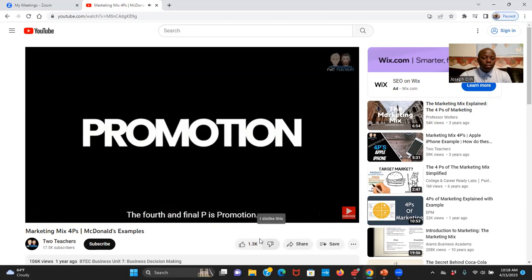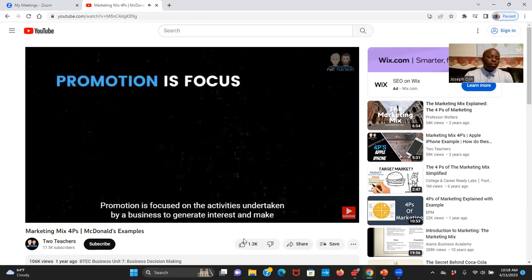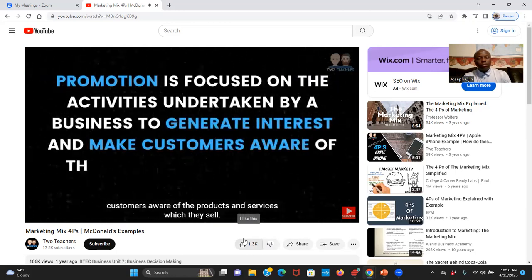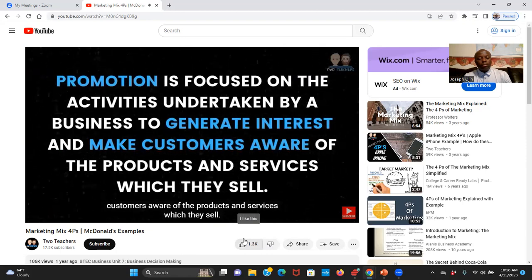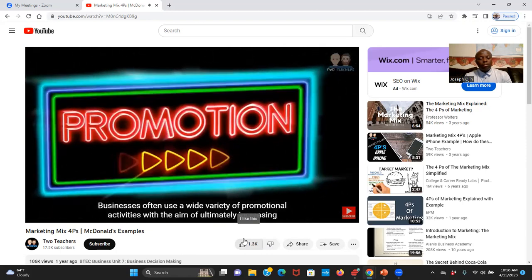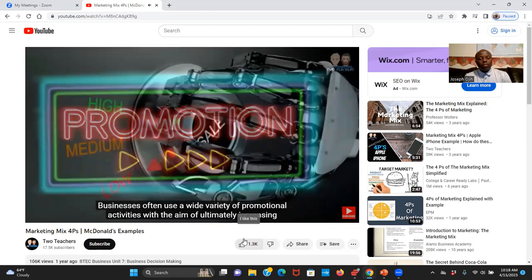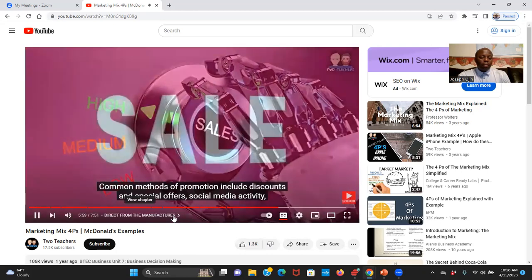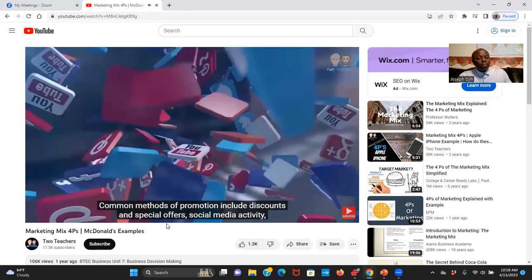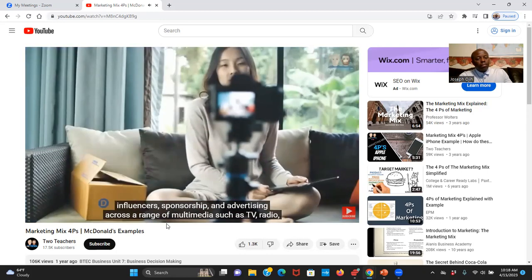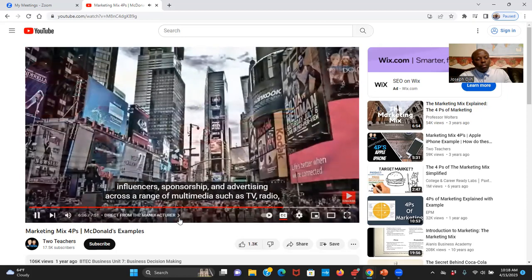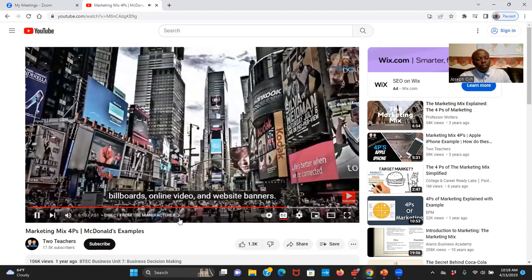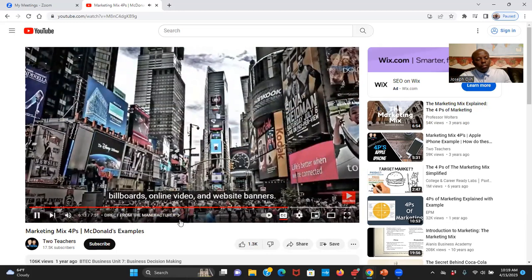The fourth and final P is promotion. Promotion is focused on the activities undertaken by a business to generate interest and make customers aware of the products and services which they sell. Businesses often use a wide variety of promotional activities with the aim of ultimately increasing sales. Common methods of promotion include discounts and special offers, social media activity, influencers, sponsorship, and advertising across a range of multimedia such as TV, radio, billboards, online video, and website banners.